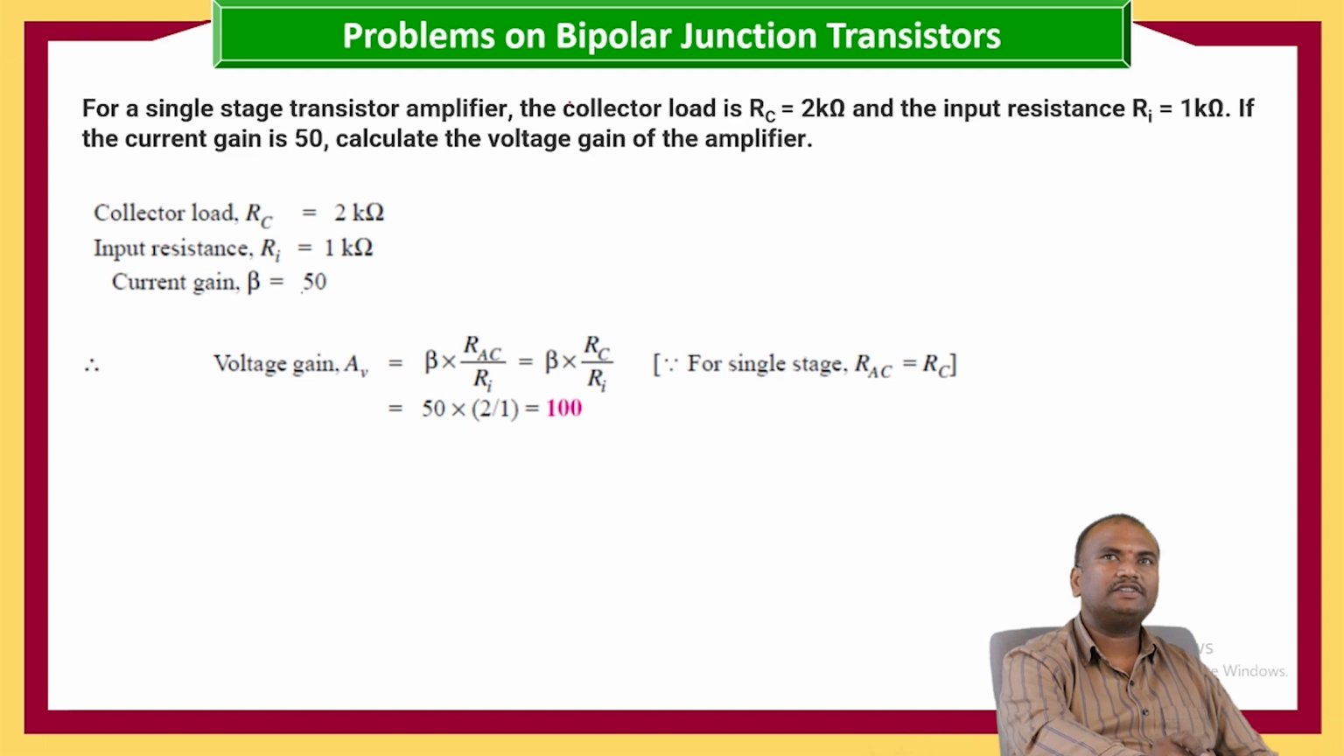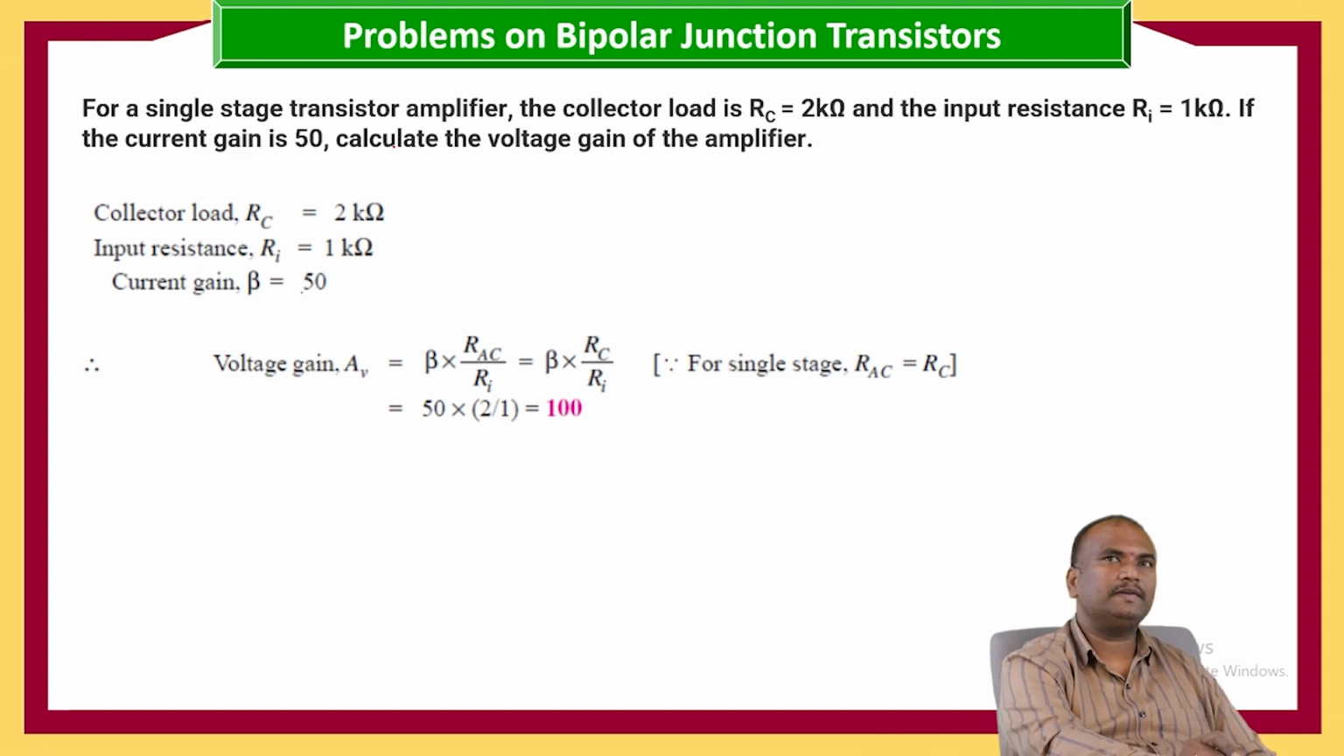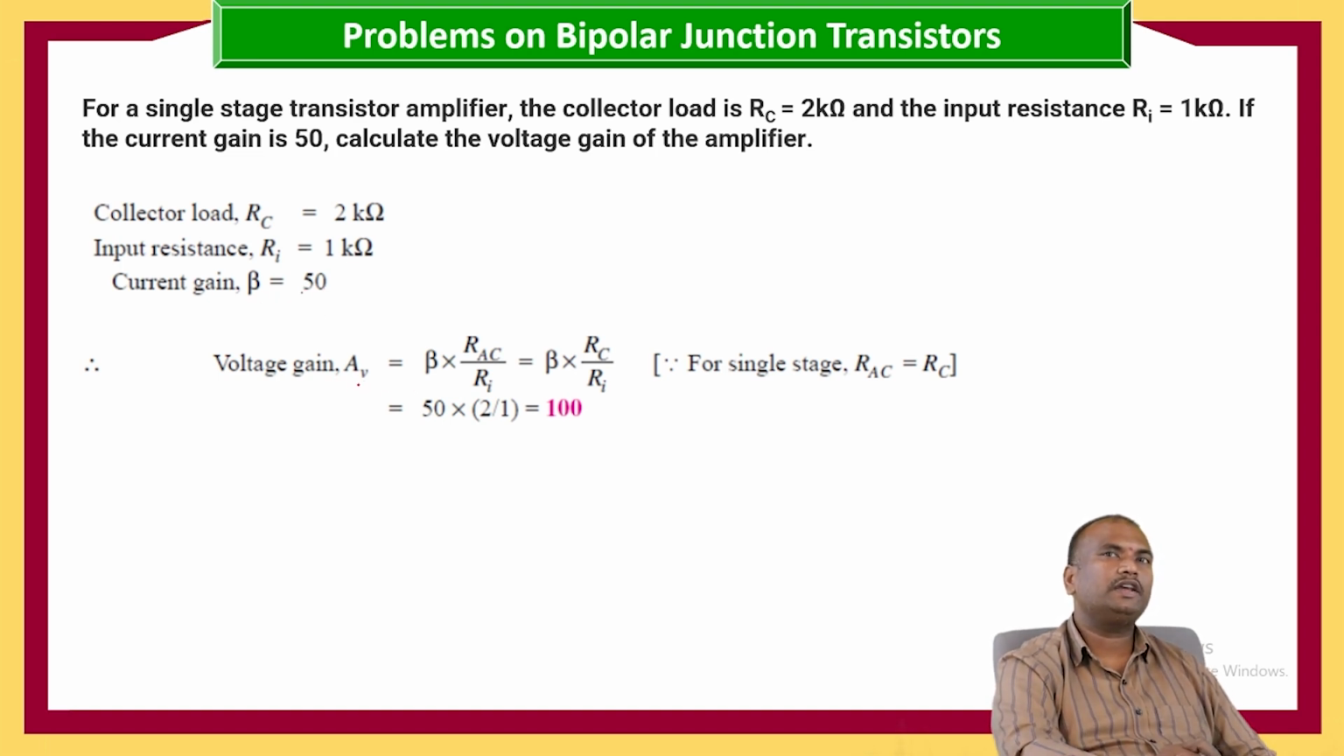Now for a single stage transistor amplifier, the collector load is RC is equal to 2 kilo ohms and the input resistance is 1 kilo ohm. If the current gain is 50, calculate the voltage gain of the amplifier. Here the voltage gain AV is equal to beta into RAC by RI, where RAC is equal to RC, that is equal to 50 into 2 by 1, which is equal to 100.